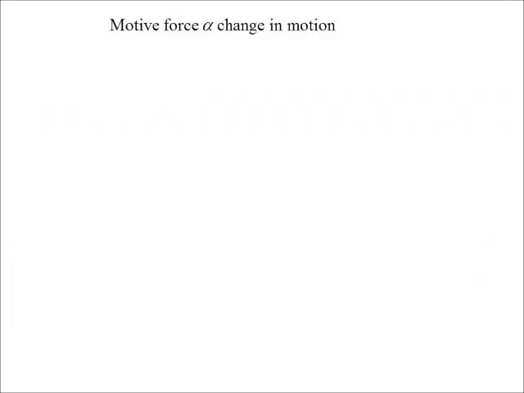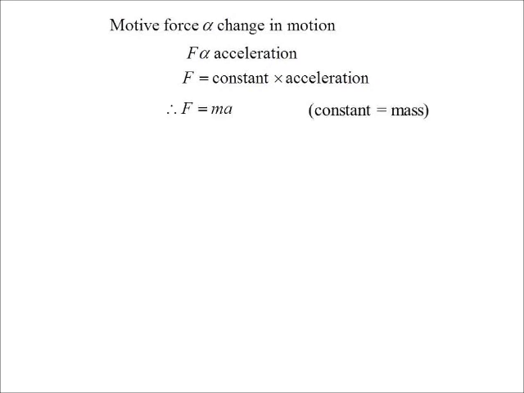So, motive force is basically proportional to change in motion. Well, change in motion is acceleration, so force is proportional to acceleration. Force is therefore equal to some constant times acceleration, and that constant is mass. And we get that very famous equation, which I'm sure we've all seen before: force equals mass times acceleration. So that's the second law.